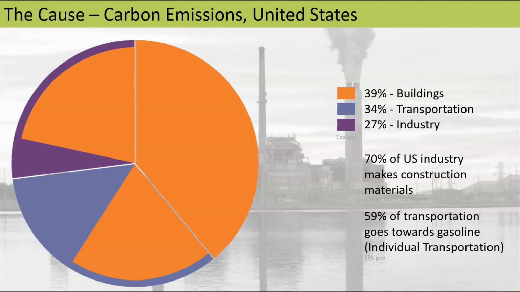59% of the transportation budget is from gasoline, which means individual transportation, not planes or trains or any of those other kinds of transportation methods. And the fact is that a lot of the way we use transportation is highly tied to how we build buildings and where we build buildings. So as an architect, and especially as an urban designer, which I also am, I have control over that.